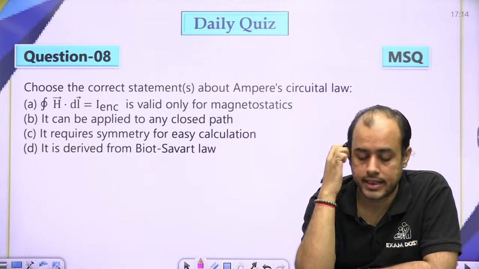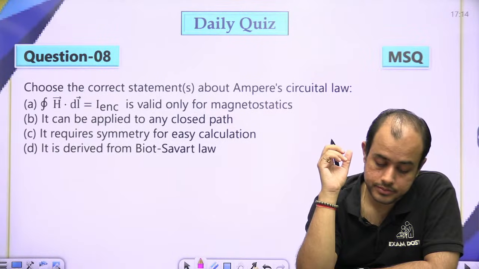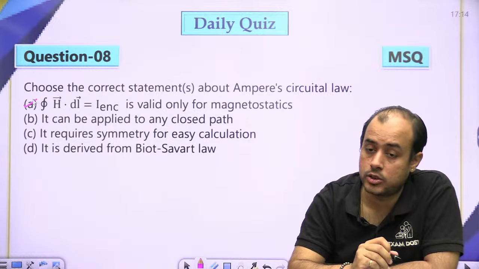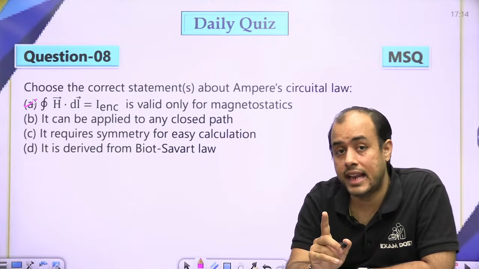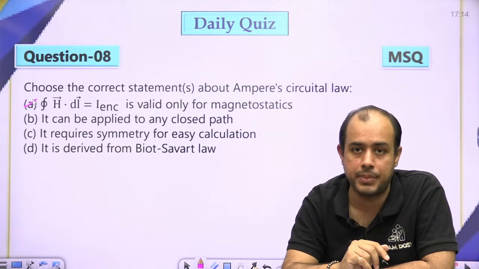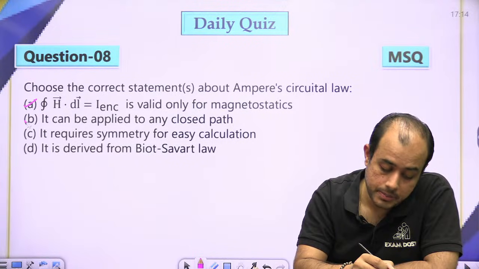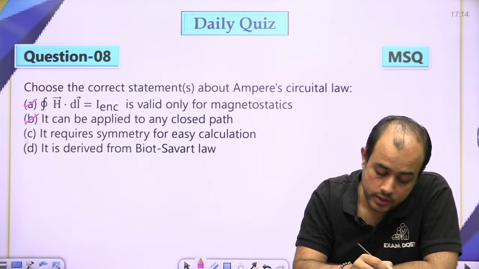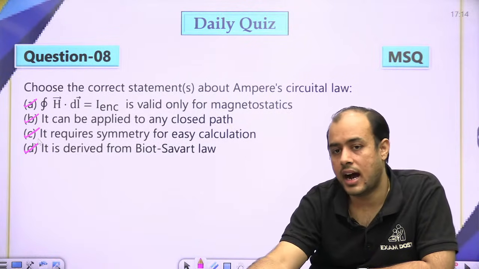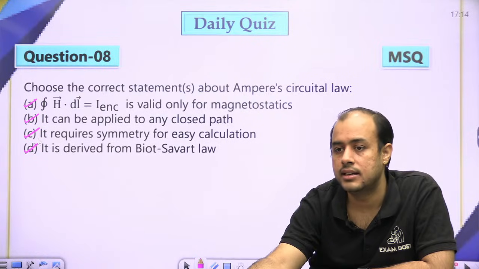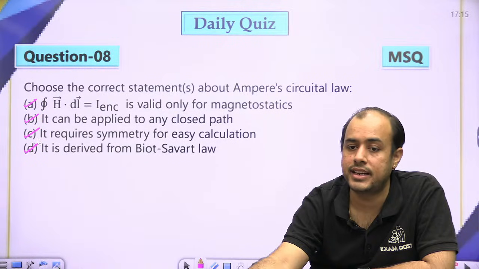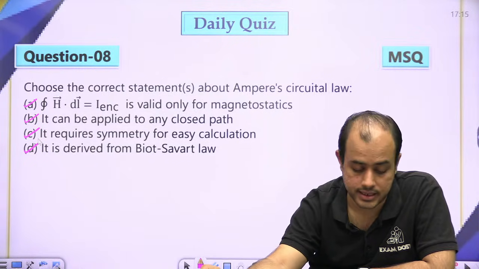बताओ भाई, एम्पियर सर्किटल लॉ के बारे में. It is only valid for magnetostatics because in electromagnetism, the Maxwell named scientist modified the Ampere's law. It can be applied to any closed path. It requires symmetry for easy calculation derived from Biot-Savart. आया तो basic Biot-Savart से ये बेटा. The basic law is Biot-Savart. On the top of it, using the symmetry, you have derived the Ampere circuital law.